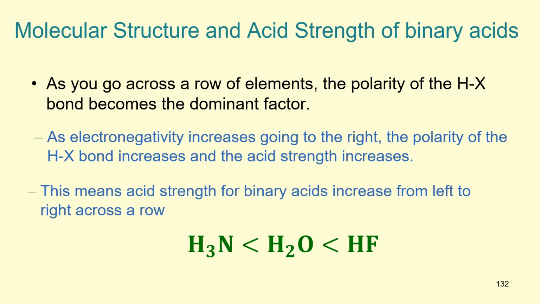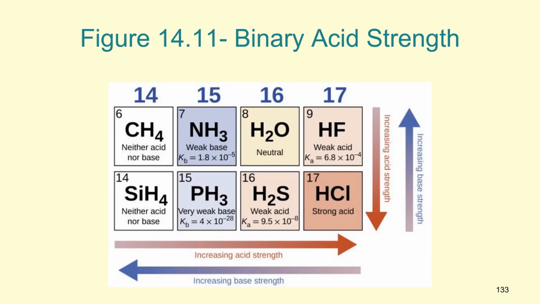So if you're looking at the second row, NH3 is a weaker acid than H2O, which is a weaker acid than HF. So as you're going to the right and as you're going down, acid strength increases. And this is for binary acids. Acid strength increases as you go to the right and you go down. So there you can see it.